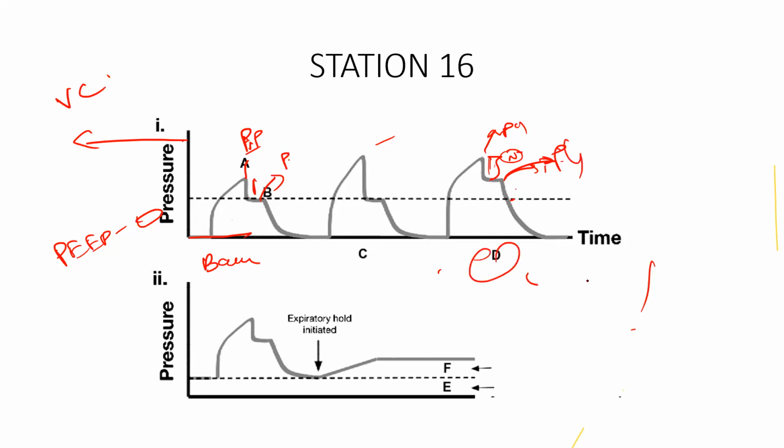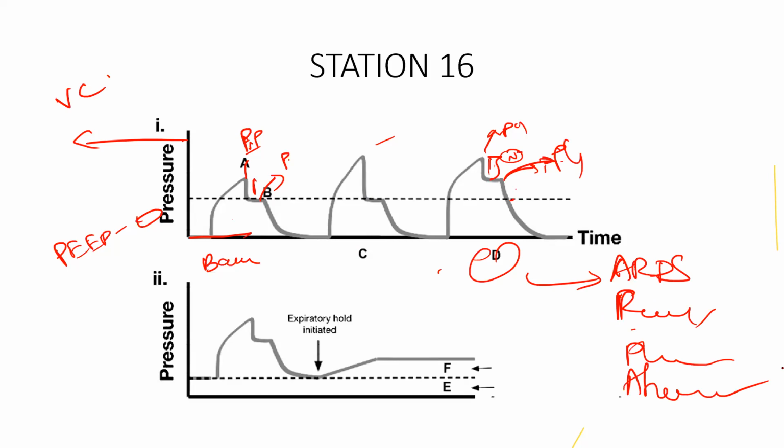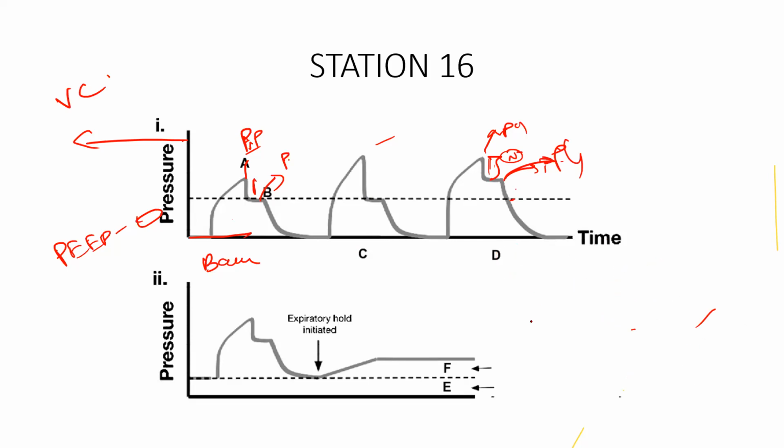In which conditions do you get D? Laparoscopic surgery, ARDS, any condition which is going to reduce the compliance of the lung. Restricted lung disease, pneumothorax, atelectasis of any cause. Excellent. Able to interpret easily now? Yes, sir.